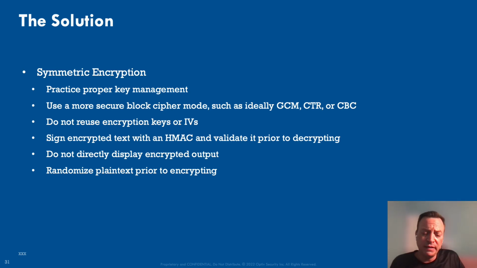Don't reuse encryption keys or initialization vectors, as I mentioned before. Sign encrypted text with an HMAC. That's what I was talking about before with GCM. You're authenticating the data prior to decrypting it. If you want to use CBC, then you can, but you're going to have to do what GCM gives you for free. You're going to have to do an HMAC, which is basically doing the hashing, and then validate on your own. It's fine, you can do that. Do not directly display encrypted output, and this goes back to the decryption oracles. You can also randomize plain text prior to encrypting it.